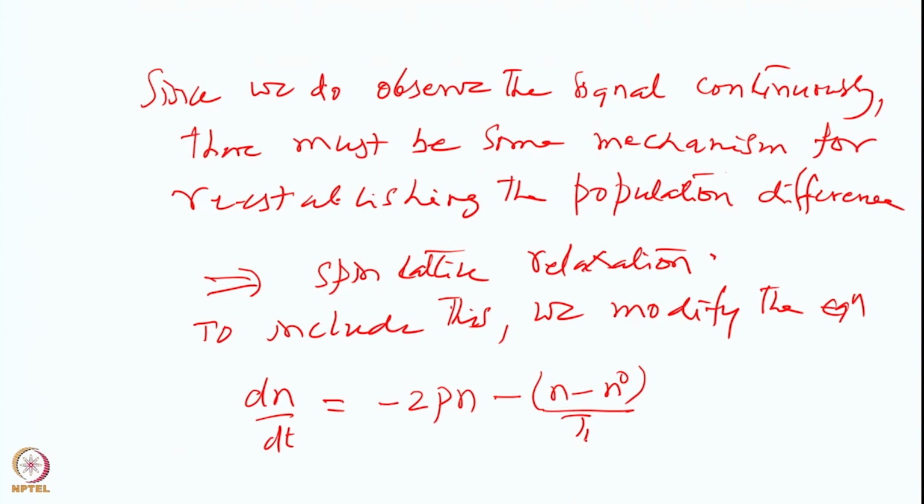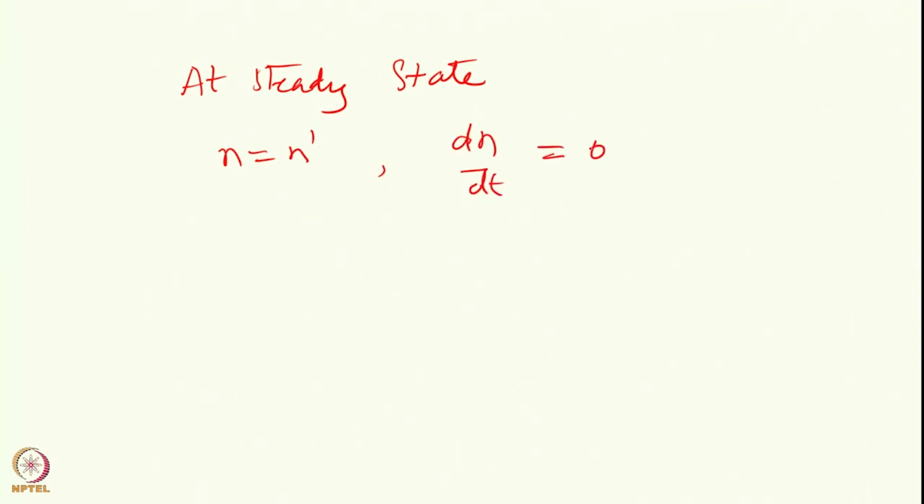So, if you want to continuously observe the signal without n becoming 0, then we look at the steady state where n is not 0. So, at steady state n is equal to n dash and dN by dt is equal to 0. When we do this, after solving that equation, we get n dash is equal to n naught divided by 1 plus 2p T1.